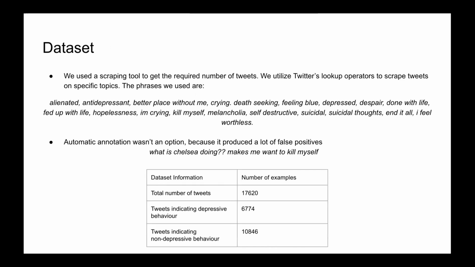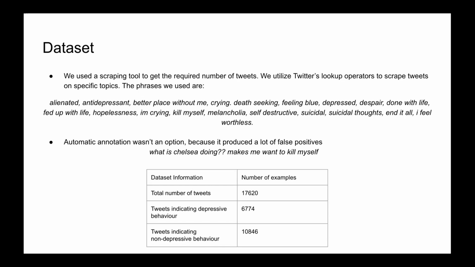Dataset. We manually scraped a data set to get the required number of tweets by using Twitter's lookup operators and APIs. For scraping the data set, we used certain phrases which show some depressive thoughts, such as alienated, I am crying, kill myself, worthless, end it all, etc. So this would retrieve tweets which are showing depressive thoughts.